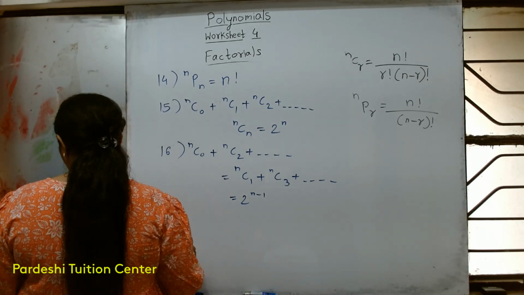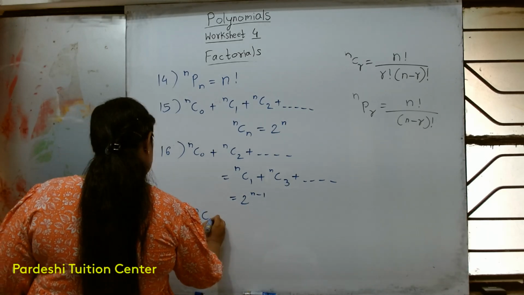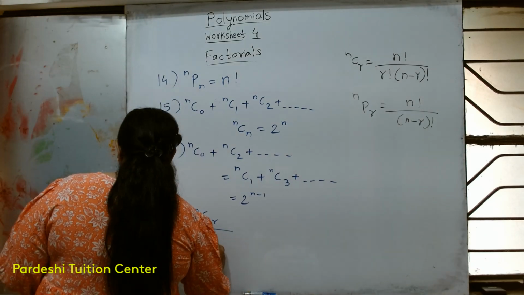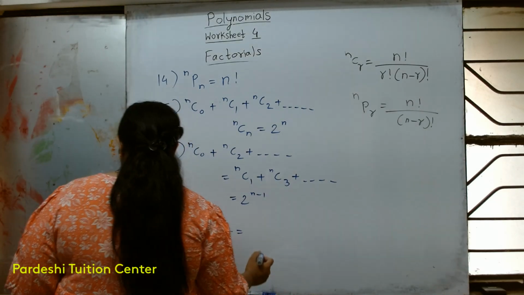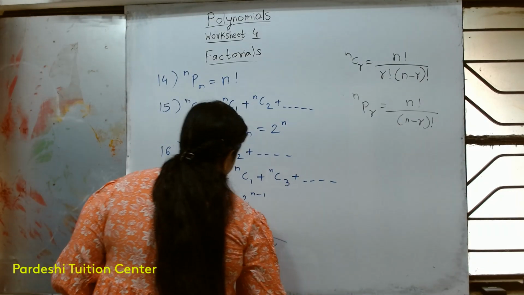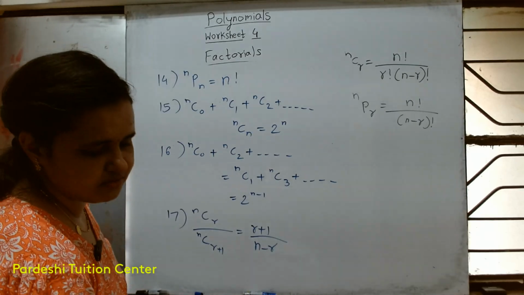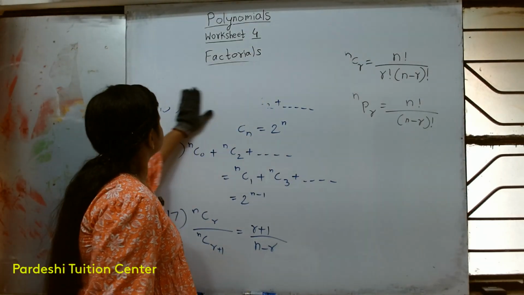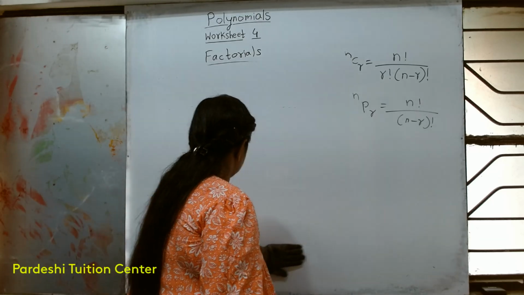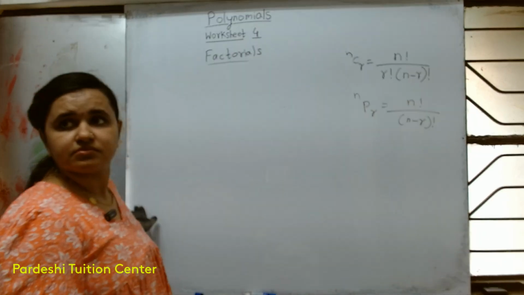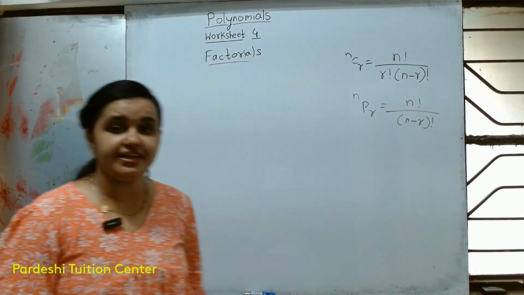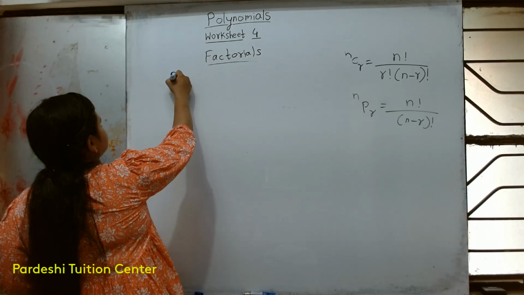Now again the 17th formula is nCr upon nC(r plus 1), which equals r plus 1 upon n minus r. Just note down all the formulas. Now we will study the binomial theorem, binomial expansion.